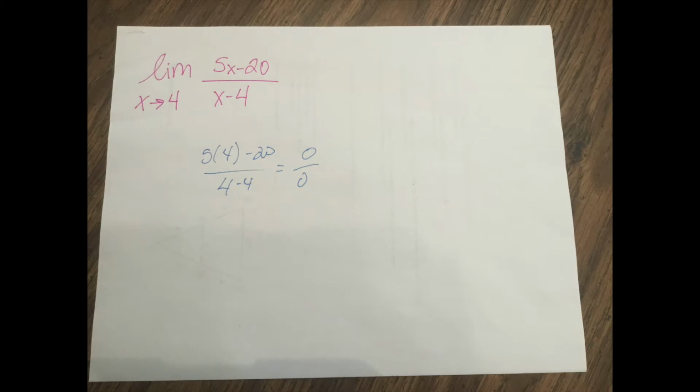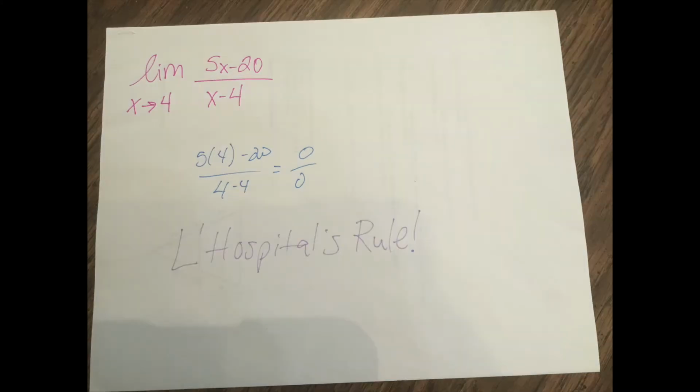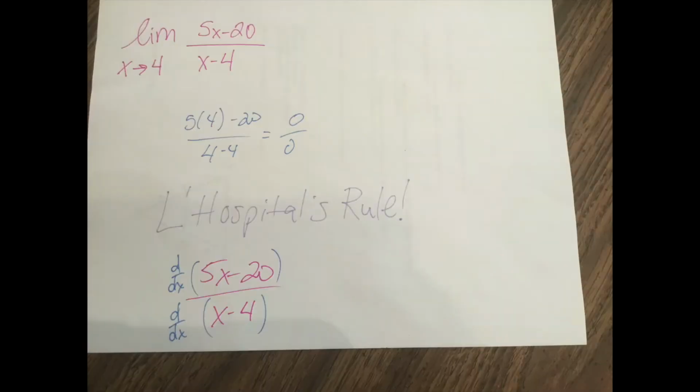You'll notice I spelled it different than your book did. There's at least two accepted spellings. To do L'Hopital's rule, you have to do the derivative of the numerator and then the derivative of the denominator. Now be careful because this is not the quotient rule. We're not doing the derivative of this function. It's just a way to evaluate this particular limit.